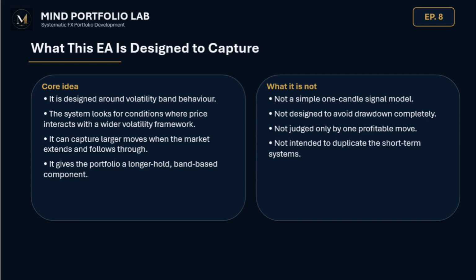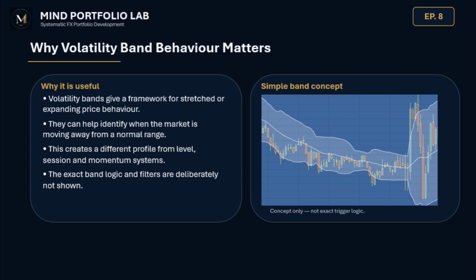covered. That is important. Some of the other systems are more intraday. Some are more session-based. Some are more confirmation-led. This one has a different rhythm, because it can hold trades for longer and can benefit when larger movement develops. That also means the risk profile is different. A longer hold system can sometimes capture larger moves, but it can also be exposed to more market change while the trade is open. Overnight risk, weekend risk, news, gaps, and changing volatility can all matter more than they do with a very short hold system.